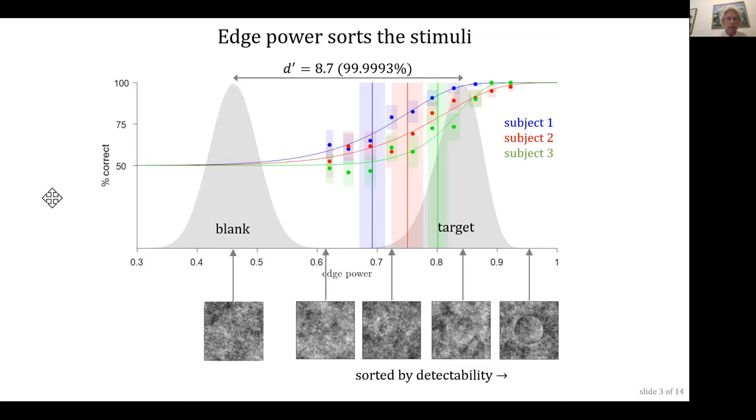Okay, so can I ask a question? Yeah. You have humans do this. Yeah, so subject one, subject two, subject three are three humans. So how do you account for their different ability to see things clearly?